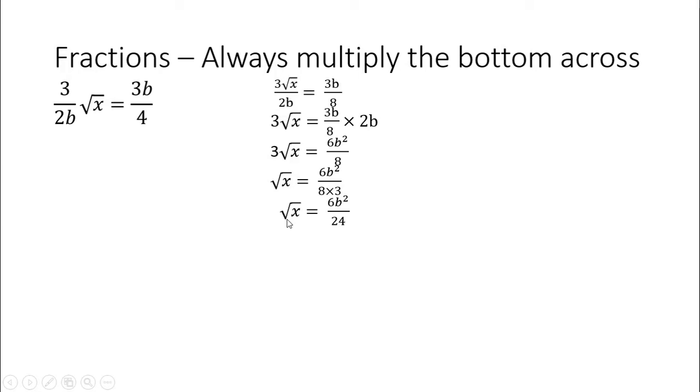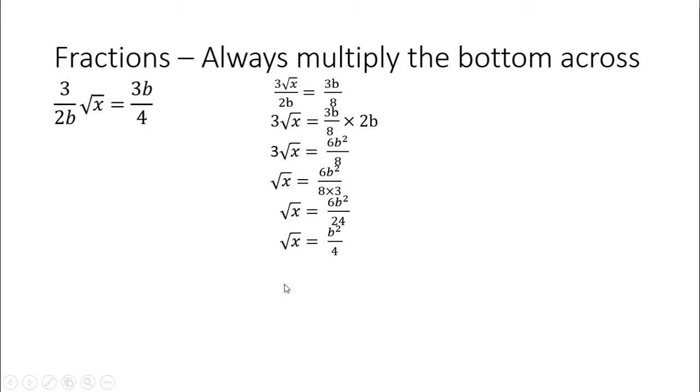And I want the x completely on its own. I need to get rid of that square root sign. So I'm going to need to do the opposite of square root, which is squaring. But before I do that, to make these numbers a little bit easier to work with, notice that I can simplify this. The top divides by 6 and the bottom divides by 6. That's going to give me b squared over 4.